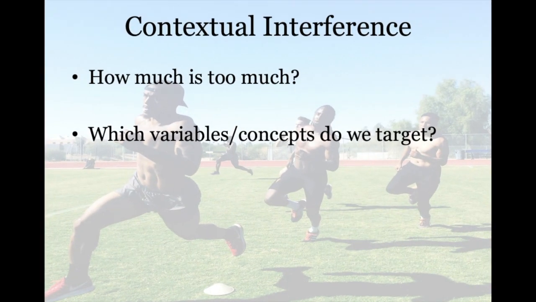So I mentioned contextual interference. Through those middle 2 weeks, or that phase 2 of the degrees of freedom problem, I'm going to insert contextual interference. 2 questions though arise. How much is too much, and which variables or concepts do we target? How much is too much is still trying to be answered, I think. It's hard to really pinpoint and give a black or white answer there.